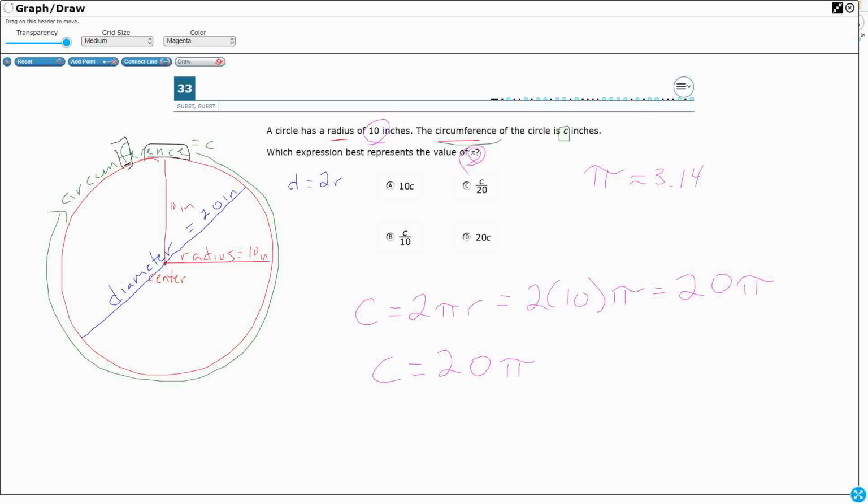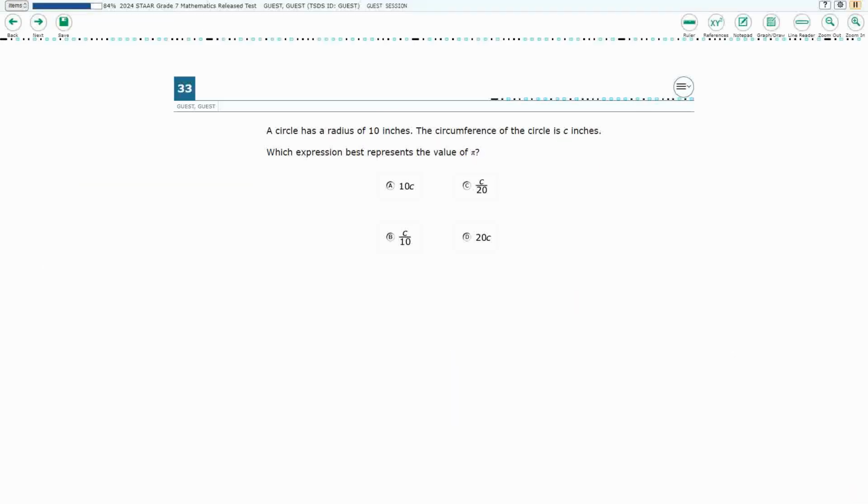How can I isolate this pi? Well, divide both sides by 20, and you're going to get pi equals C over 20, because pi is the ratio of the circumference to the diameter, which is what that 2r is. So our answer here is going to be C.